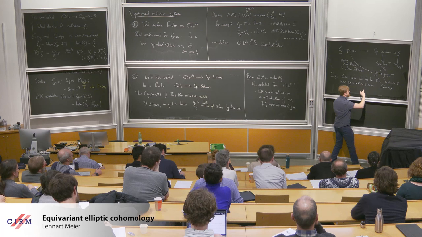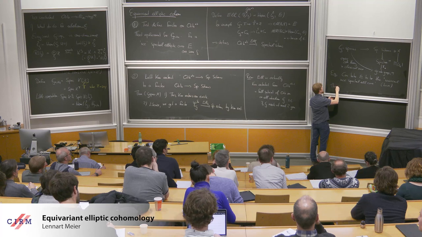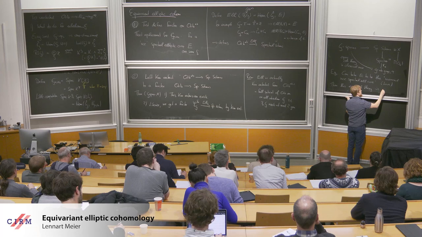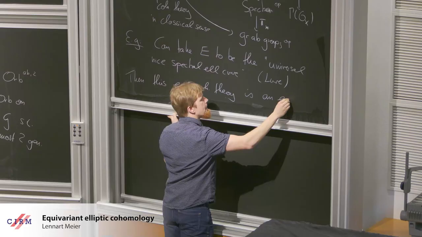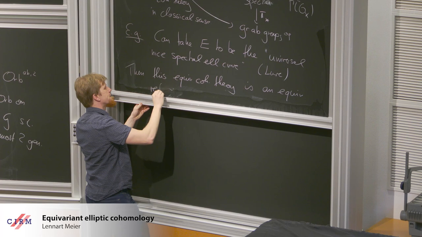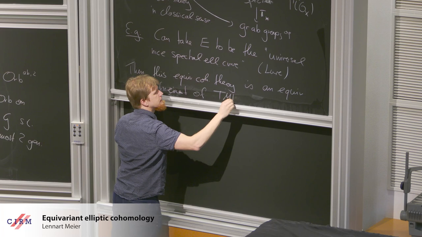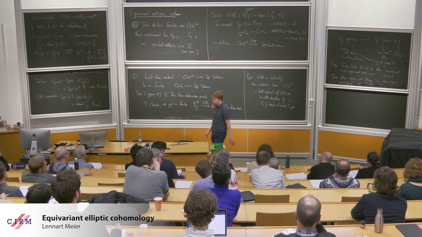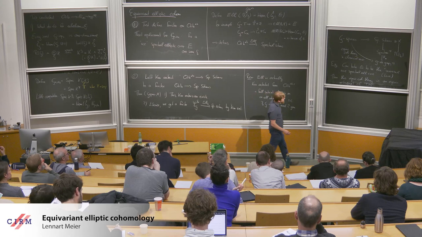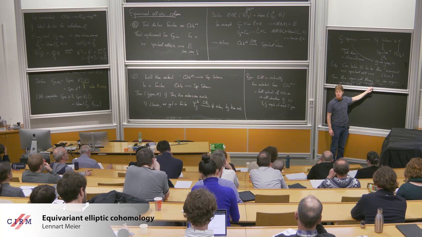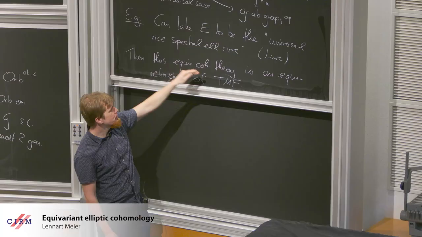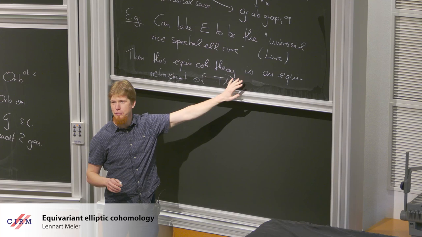Then this equivariant cohomology theory is an equivariant refinement of TMF. So it's a genuine equivariant refinement. For every spectrum, you can always define an equivariant cohomology theory, the so-called Borel equivariant cohomology theory. This is not what this is, but in some sense it approximates Borel equivariant cohomology, which on BG would just be TMF star of the space BG.